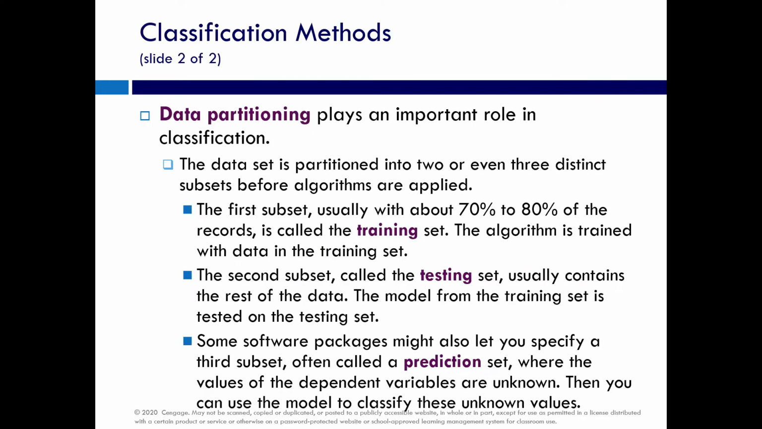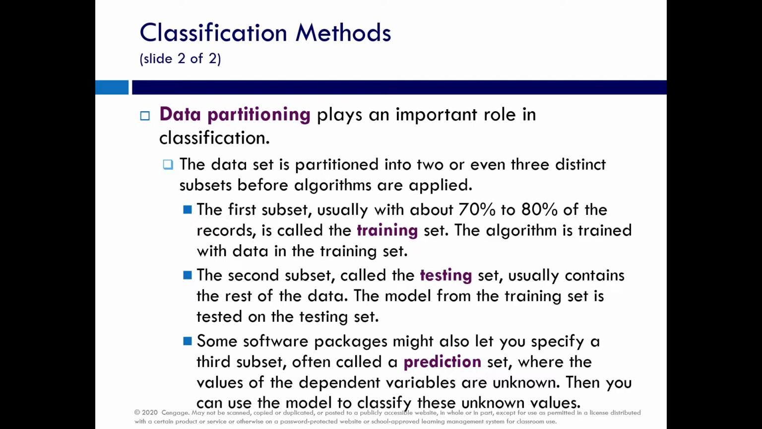Data partitioning plays an important role in classification. The data set is partitioned into distinct subsets before the algorithms are applied. The first subset, usually with 70 to 80% of the records, is called the training set. The algorithm is trained with the data in the training set.